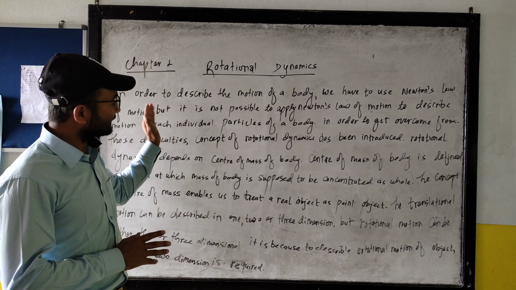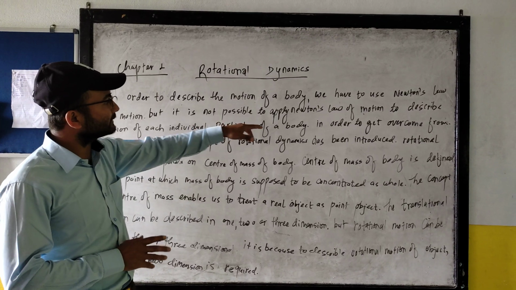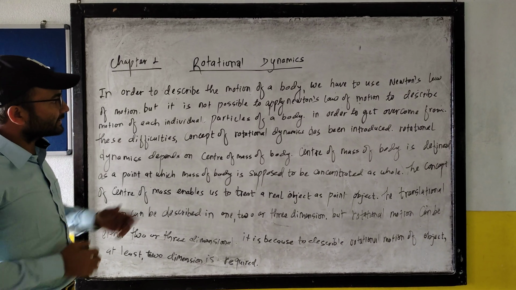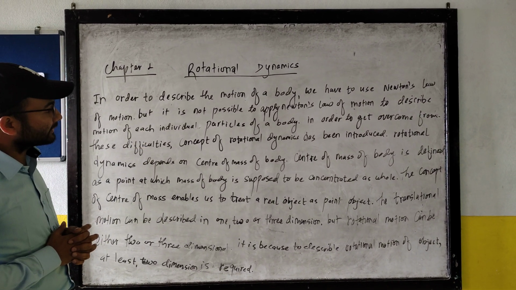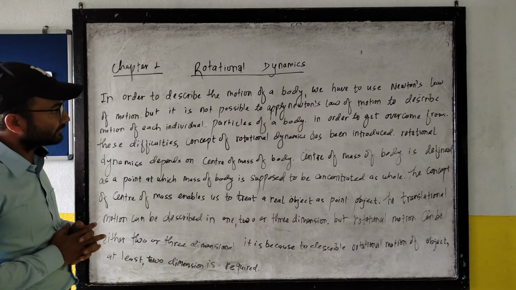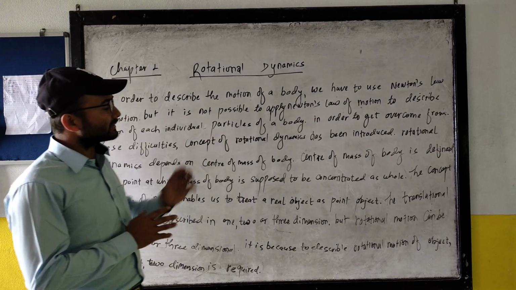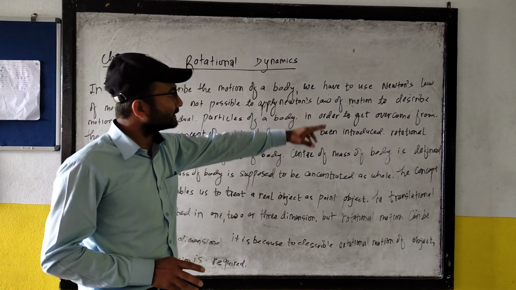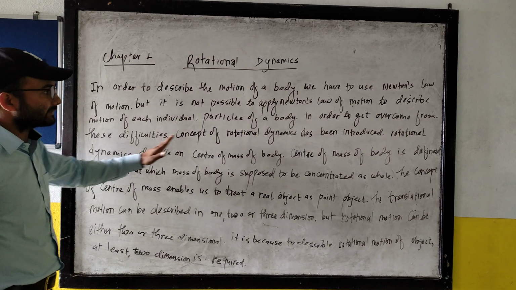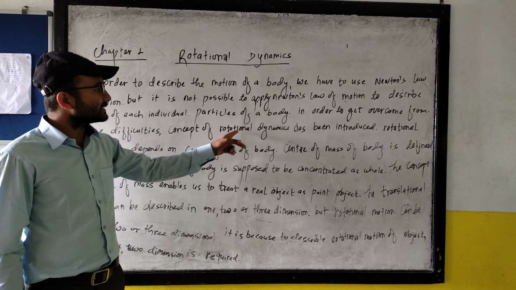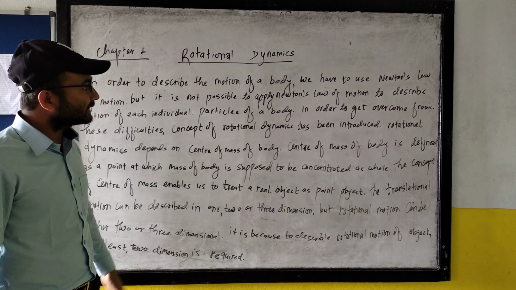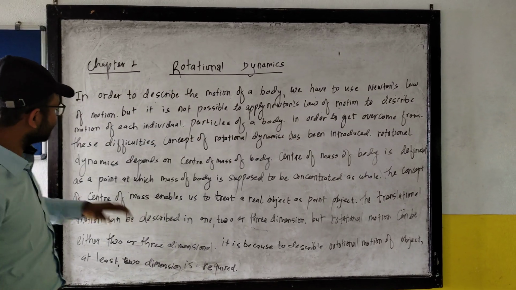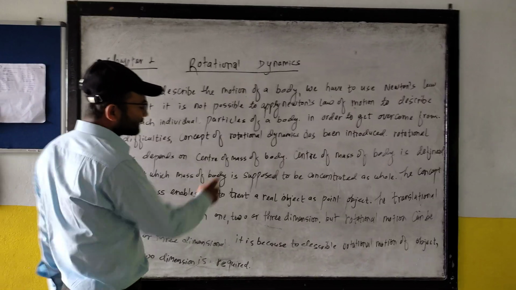And it is still not possible to apply Newton's laws of motion to describe the motion of each and every individual particle. They are not described by Newton's laws, so there was a difficulty in describing the motion of the particles. In order to overcome this difficulty, the concept of center of mass was introduced in this chapter. And rotational dynamics depends on the center of mass of a body.